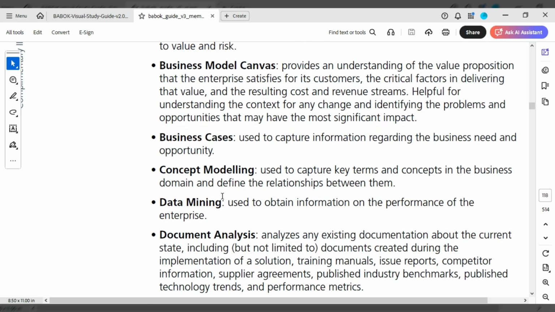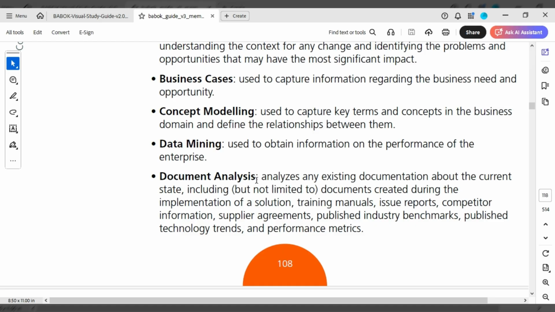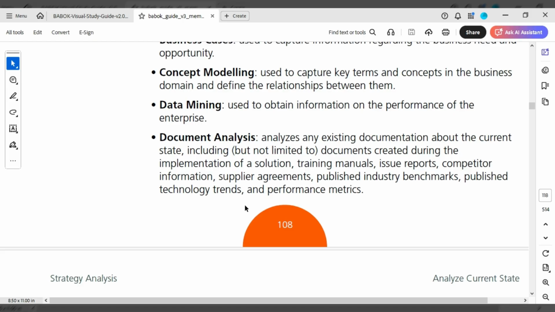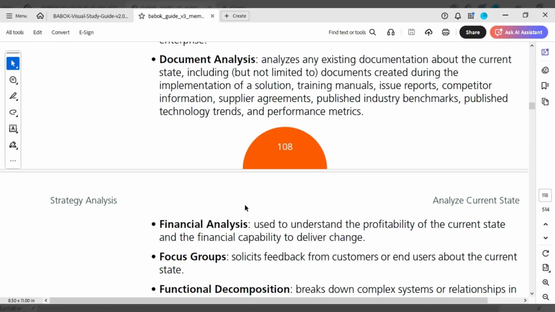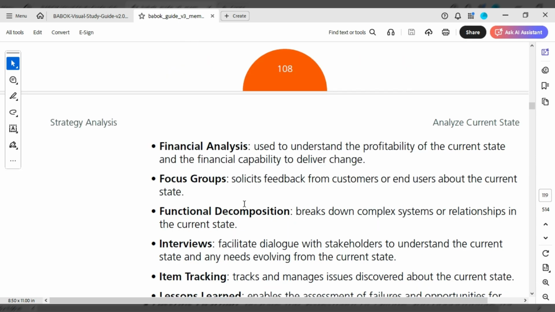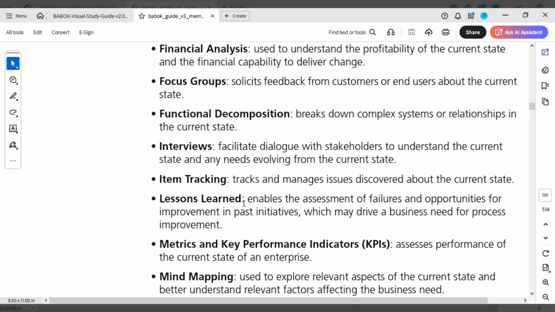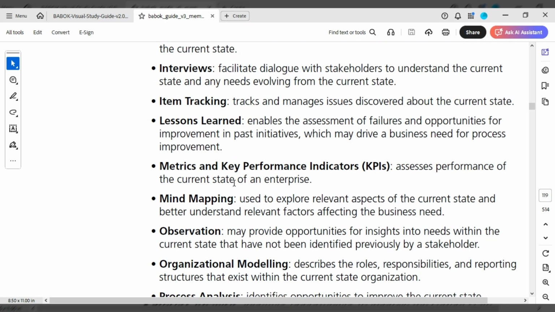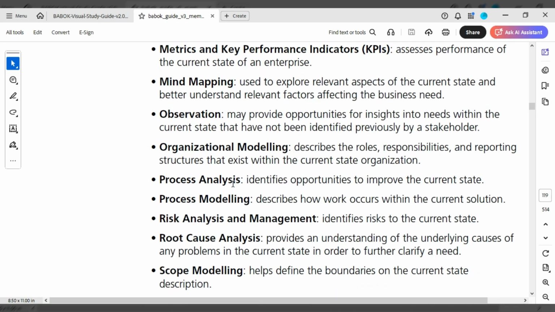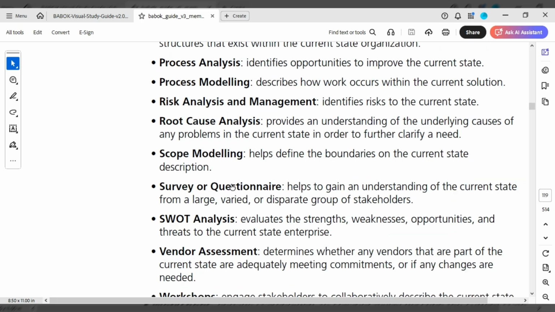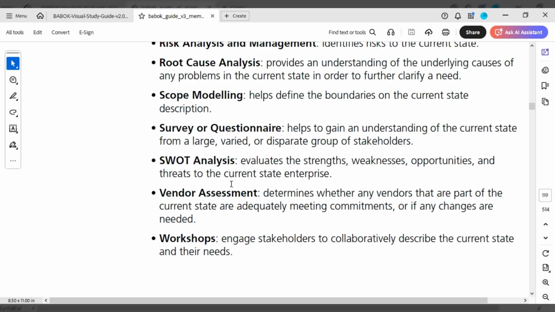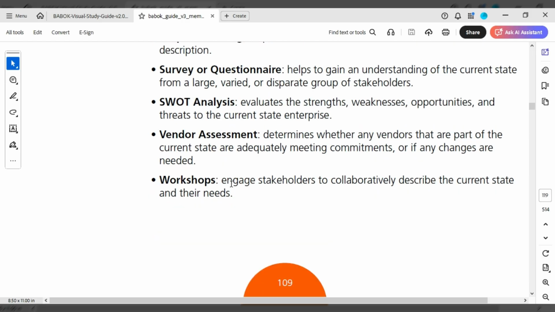Business cases are used to capture information regarding the business need and opportunity. Concept modeling is used to capture key terms and concepts in the business domain and define the relationships between them. Data mining is used to obtain information on the performance of the enterprise. Others include document analysis, financial analysis, focus groups, functional decomposition, interviews, item tracking, lessons learned, metrics and key performance indicators, mind mapping, observation, organizational modeling, process analysis, process modeling, risk analysis and management, root cause analysis, scope modeling, surveys and questionnaires, SWOT analysis, vendor assessment, and workshops.